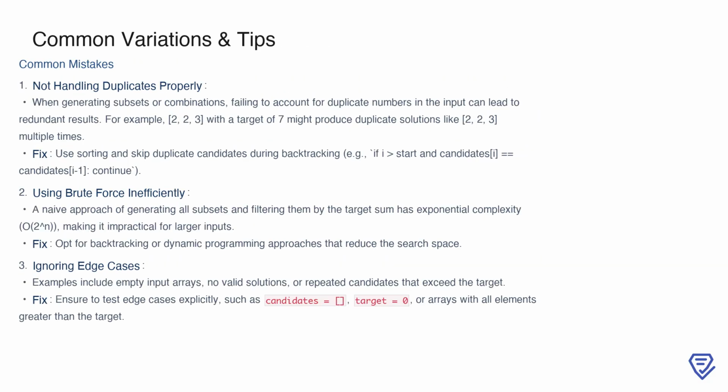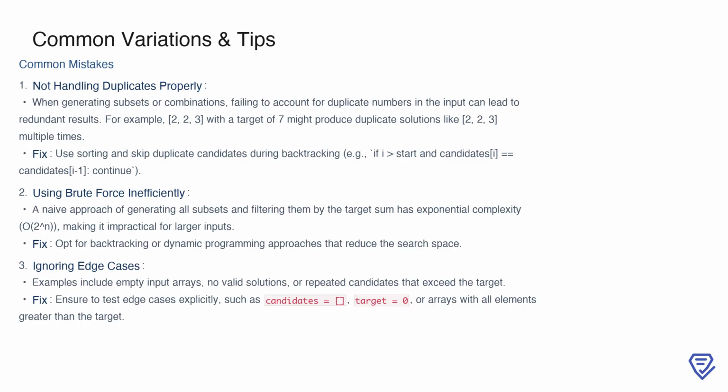When solving combination sum 2, there are several common mistakes to watch out for. One frequent issue is not handling duplicates properly. If the input contains duplicate numbers and you fail to account for them, your solution may generate redundant results. For example, with the array 2, 2, 3, and a target of 7, you might end up with multiple copies of the combination 2, 2, 3. To fix this, sort the input array and skip duplicate candidates during backtracking by checking if the current number is the same as the previous one after the first position.